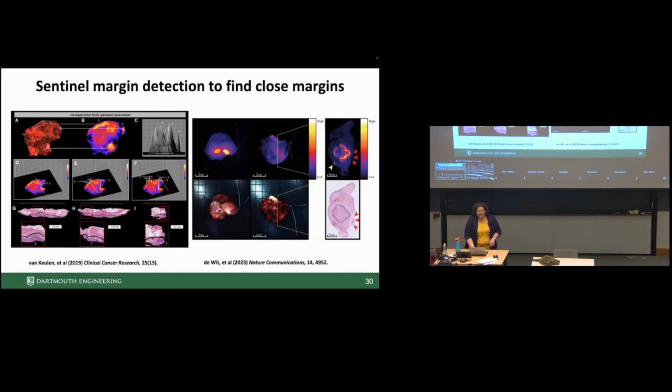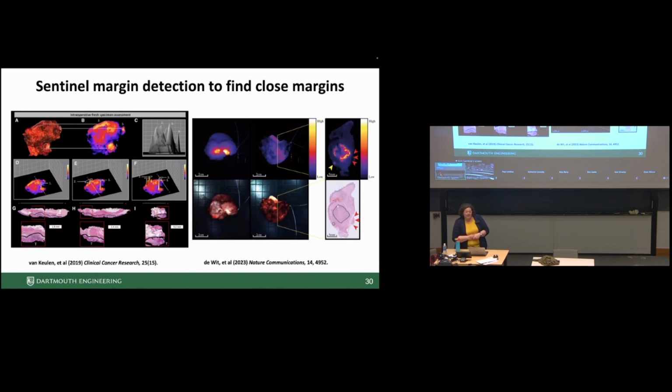Okay. So I'm going to move on now. That was our first technique. We're still using single agent imaging, but it's now quantitative, right? We can quantitatively determine depth. So I'm going to move into a new phase. We're going to move back to cancer surgery.